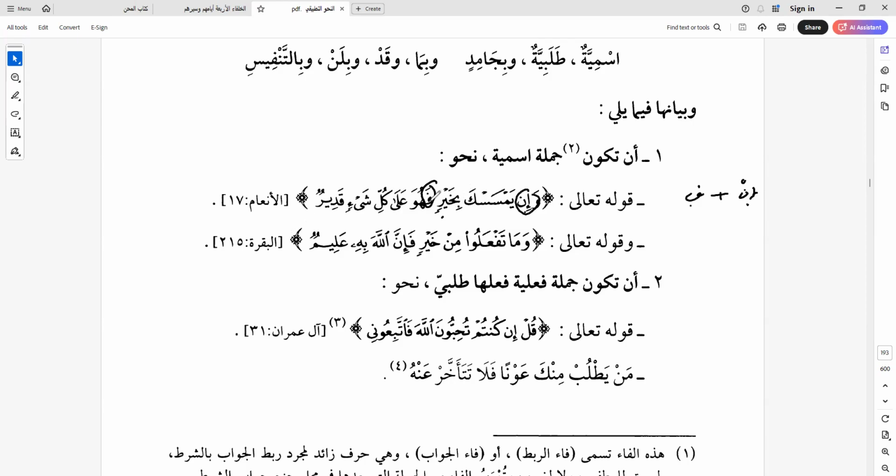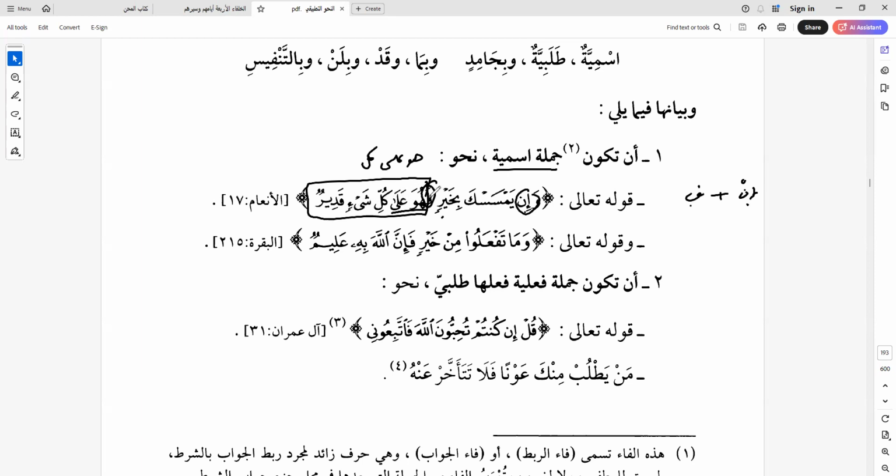Now, why is this fa needed here? Because the jumlatul jawab, which is huwa ala kulli shay'in qadir, is jumlatul ismiyya, right? Because it's an ism. There is no fail here. There is no single fail in this sentence. And also, it's starting with ism, which is what we call damir. Damir is a form of ism, isn't it? In Arabic grammar, when we talk about damir, we're talking about ism. So this sentence is jumlatul ismiyya.